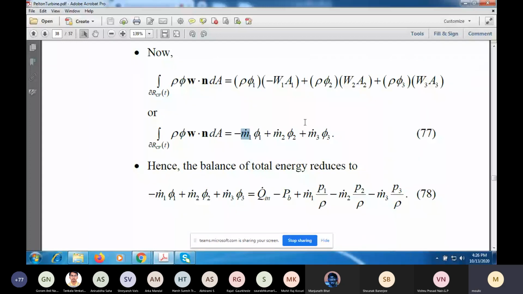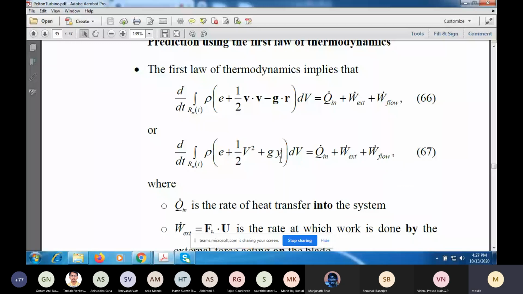There are two sections which are outlets, so you have to add these two. The sum of M2 dot phi 2 and M3 dot phi 3 is the net flux of property coming out of the control volume. And from that, if you subtract the flux of property coming into the control volume, you have the net efflux. If I take this and substitute into the left-hand side of this equation, which looked like a complicated integral, now we have got an algebraic form for the left-hand side.